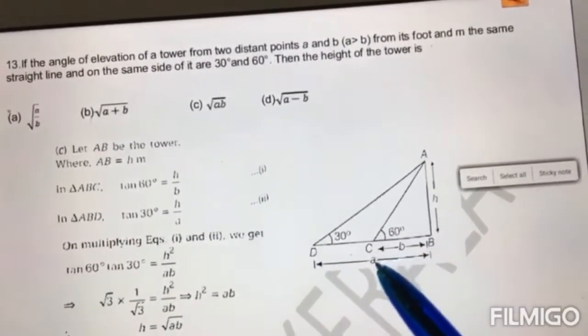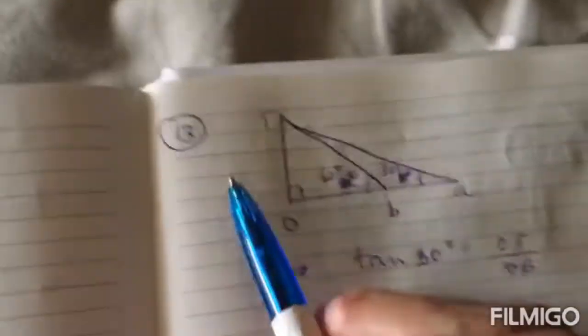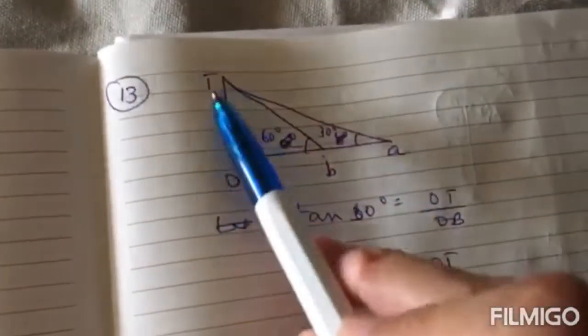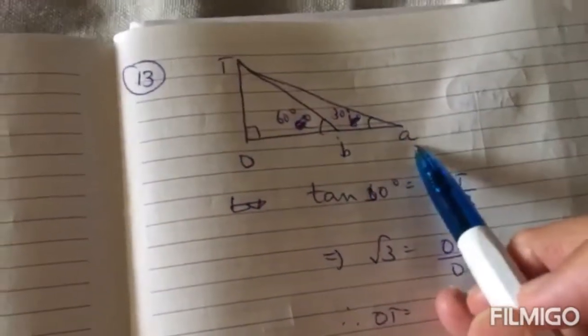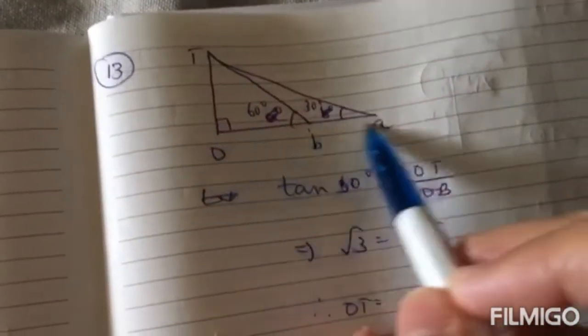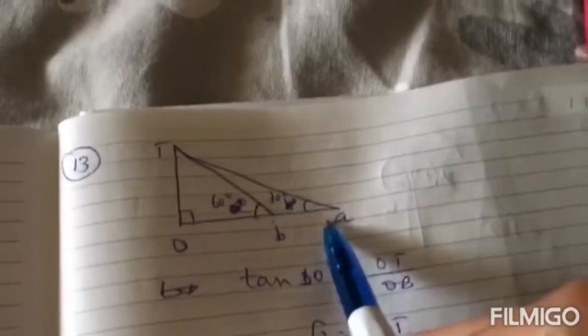Now, let's draw the diagram in our own way. Let this be the triangle O. From point B, they are saying that A is greater than B. They are on the same straight line and on the same side of the point. That's what they have said. So this is how we draw.